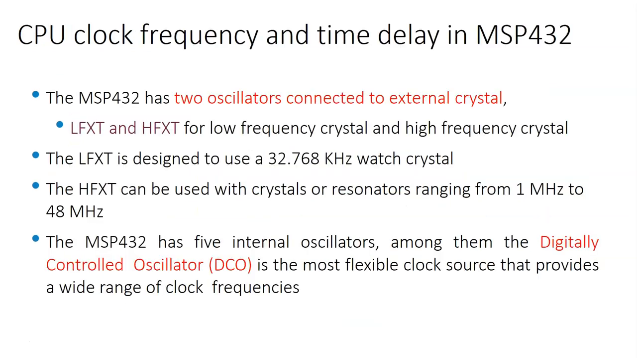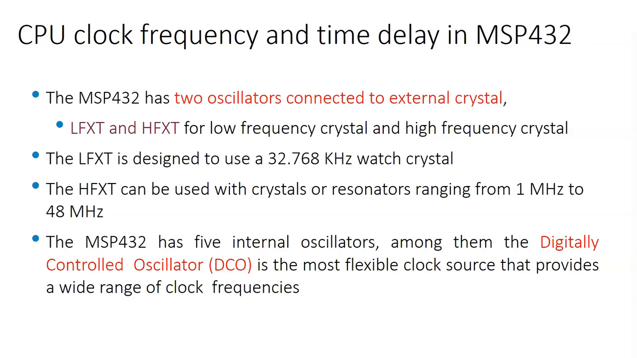The MSP432 has two oscillators connected to an external crystal, one called LFXT and one HFXT, one for low frequency and one for high frequency crystals. The low frequency source LFXT is designed to use a specific frequency crystal, a 32.768 kilohertz watch crystal, and the high frequency can be configured for different types of crystals or other resonating devices from 1 megahertz to 48 megahertz.